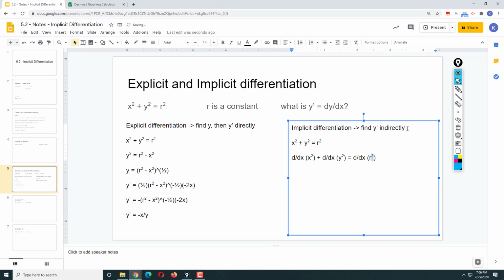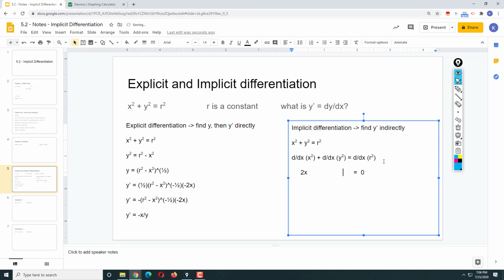Okay, what does each of these terms equal? The derivative of r squared is going to equal 0, because r is a constant. So we know this term is just 0. What about the derivative of x squared with respect to x? Well, the derivative of x squared is 2x.